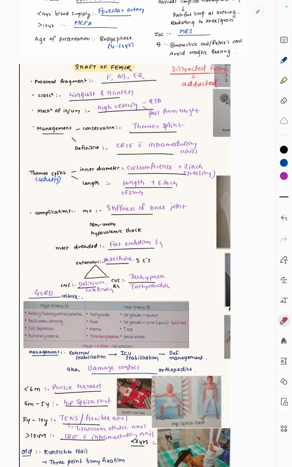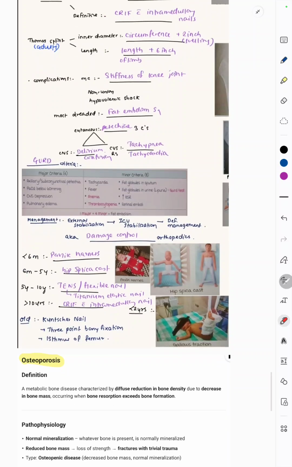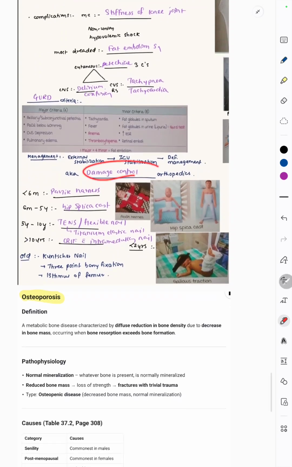The most common complications are stiffness of the joint and non-union. The most feared complication is fat embolism syndrome, wherein the major criteria in Gurd's criteria are respiratory, neurological and petechial rash, and the minor criteria are tachycardia, fever, thrombocytopenia, anemia, fat globules in the urine and the sputum, and retinal hemorrhage. At least 2 major criteria or 1 major and 4 minor criteria are required. Management is damage control orthopedics.